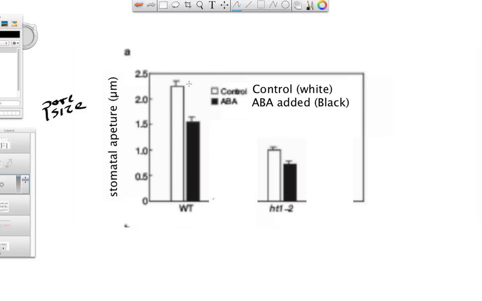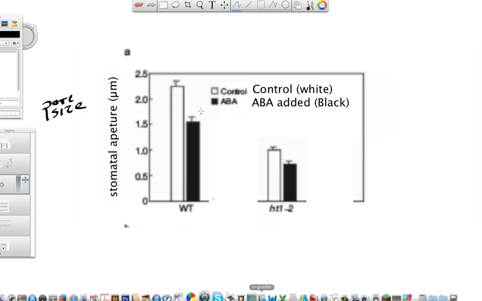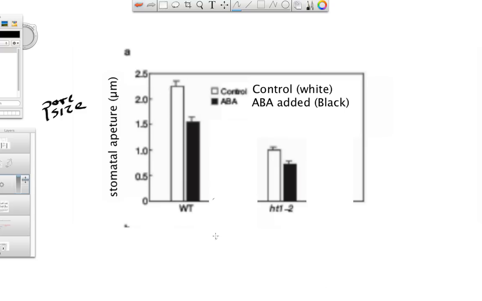But you notice something else too, that when compared to the HT1-2 starting stomatal opening, wild type are wide open. And this tells us something about the conditions in which this experiment was conducted. So this tells us that the experiment was conducted under low CO2 conditions. Otherwise, these bars would start out at the same level. Okay, abscisic acid, as we know, closes stomata.